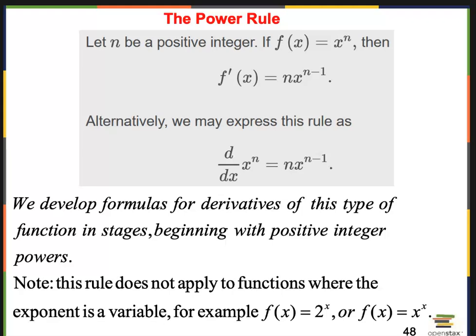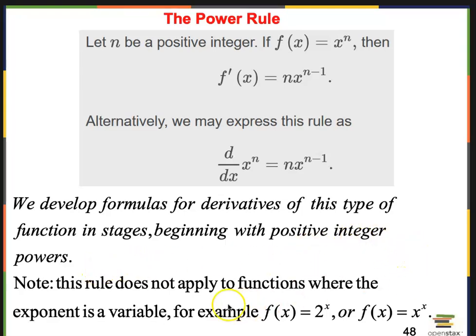And that's the same with many of the rules. So we have the power rule, where n is a positive integer, and if f of x equals x to the n power, then the derivative of that would be you bring that n down and take 1 away from it, and that gives us our derivative. Again, it can be represented as d/dx of x^n, the derivative of x to the n power with respect to x. So we develop formulas for derivatives of this type of function in stages, beginning with positive integer powers.